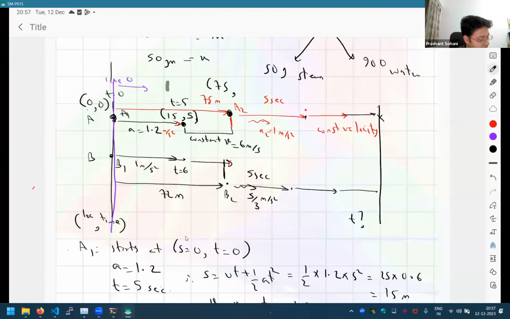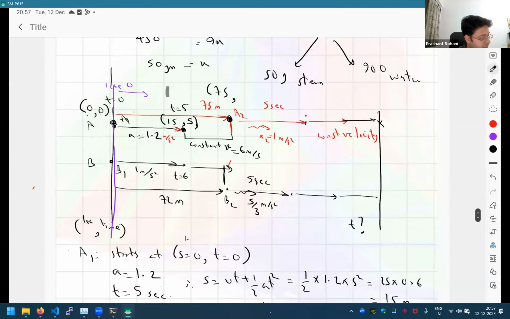Distance from the starting line is 75. And how much is the time? 5 seconds previous time plus the 10 extra seconds. So total 15 seconds he has been running so far. So this is where A2 is now. And from here, now A2 is going to start their journey.